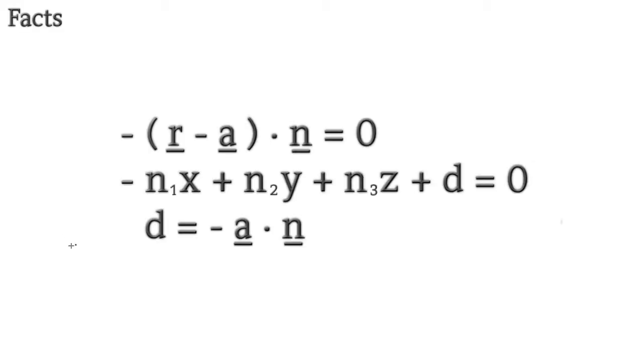It's not easy to define a plane in 3D space, but there are two ways of doing it. One of them is using the Cartesian equation, which is denoted as n1x plus n2y plus n3z plus d equals 0, where n1, n2, and n3 are the respective x, y, and z components of the normal vector.